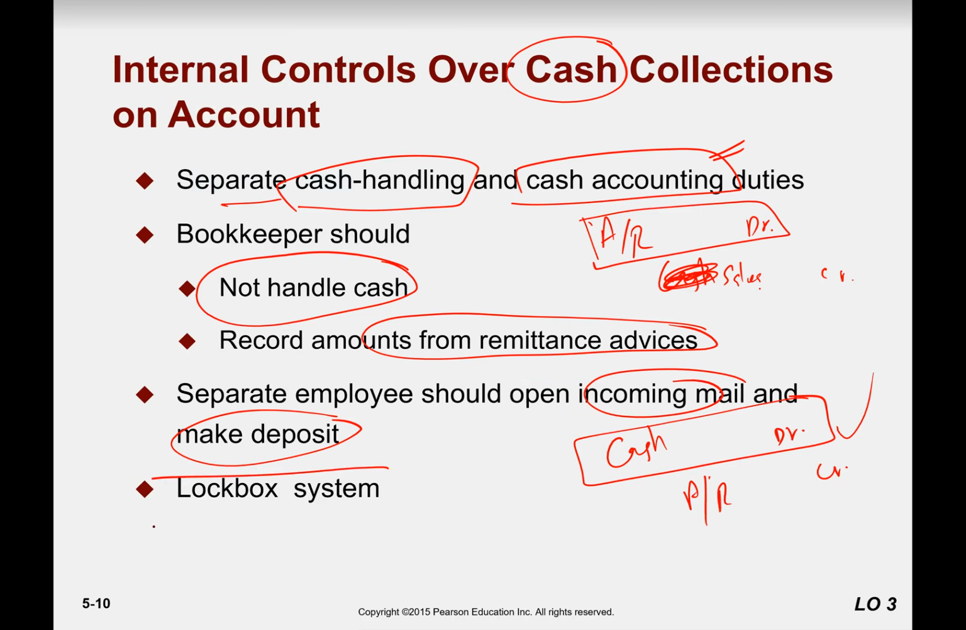The lockbox system is like that. As soon as you receive the amount, you deposit it to the bank, and that system is basically called the lockbox system.